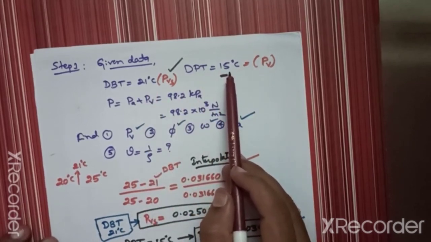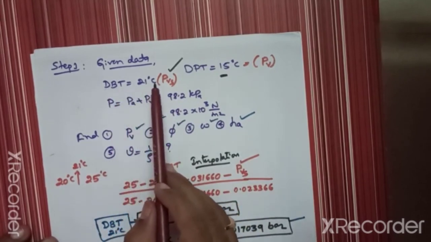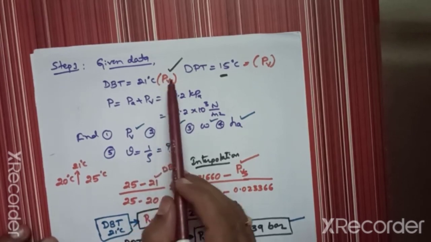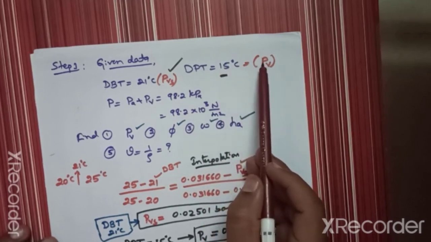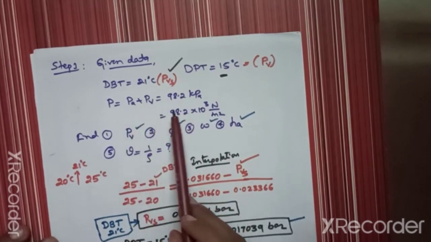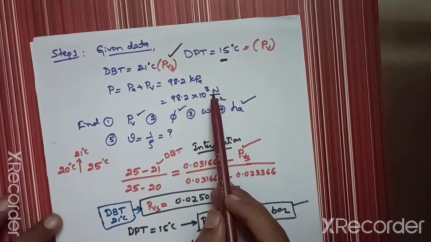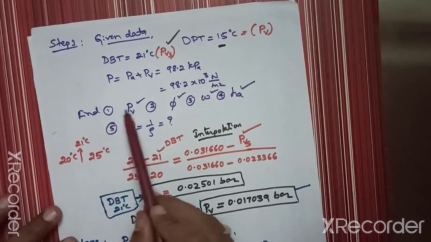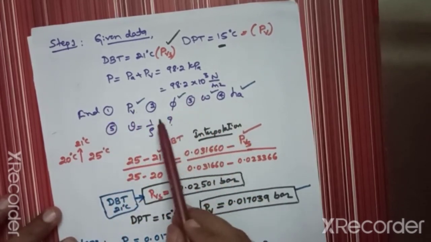And one hint you remember: using dry bulb temperature you will take the pressure value, that pressure we will call the saturated vapor pressure, and using dew point temperature, whatever pressure you take, that you will call the pressure of the vapor. And total pressure he has given in the numerical, that is 98.2 kilopascal. If this value is not given, you can assume it as 1 atmospheric pressure. And he has asked these 5 unknowns: pressure of the vapor, phi value, omega, HA, and specific volume.